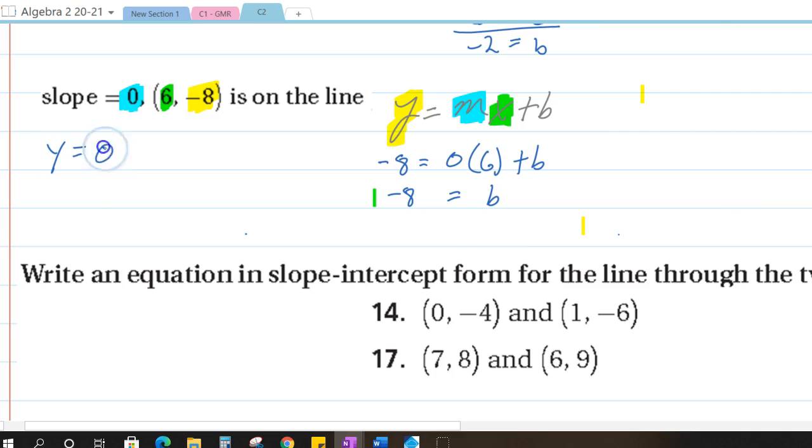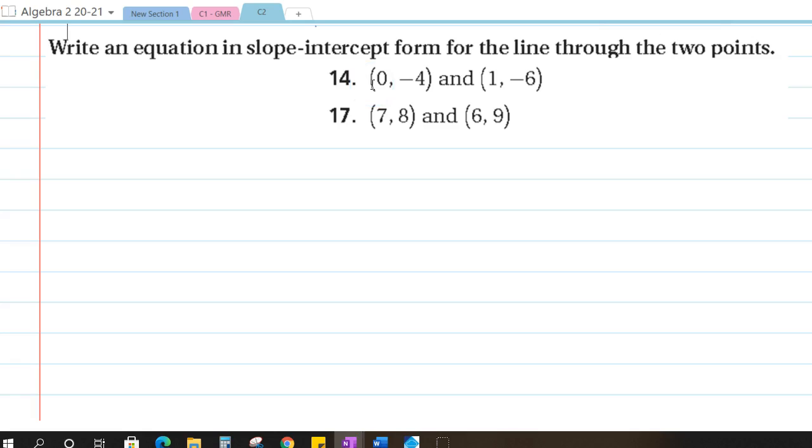Y equals 0x minus 8. Well, what is 0 times x? It's just 0. It goes away. Y equals negative 8. Because my slope was 0, I know this is a horizontal line going through y equals negative 8.